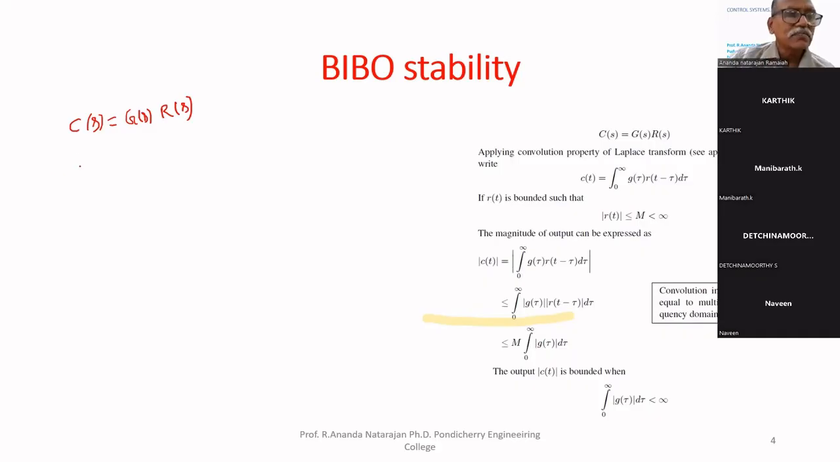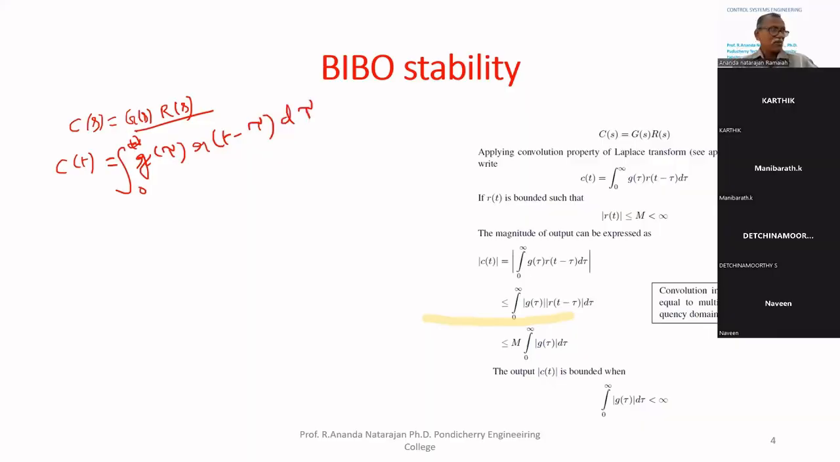What is C of t? Multiplication in the frequency domain is convolution in the time domain. That's why we can say 0 to t. For the steady state value, we put infinity. So let us put infinity: the integral of g of tau, r of t minus tau, d tau.